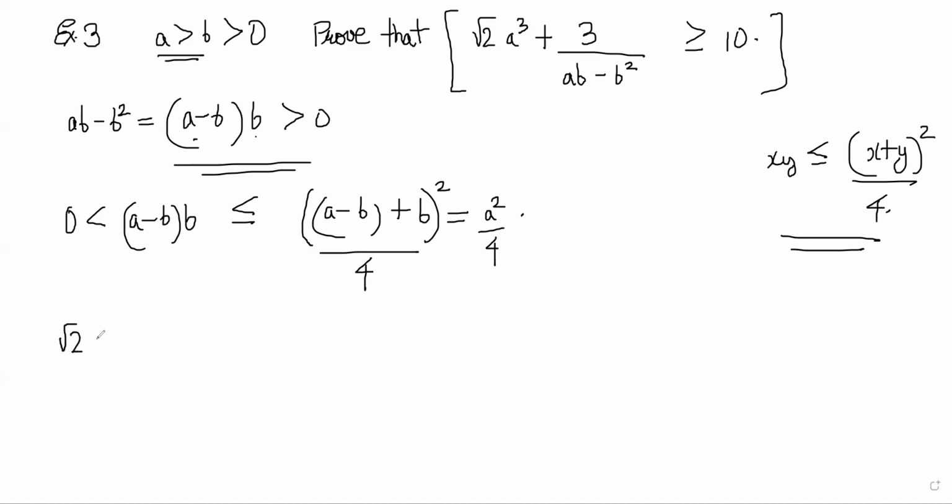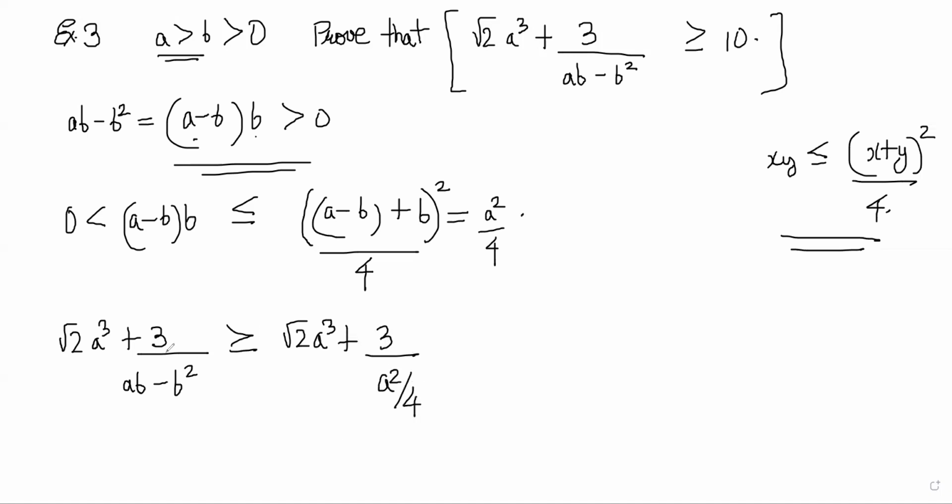Therefore, root 2 times A cube plus 3 by AB minus B square is greater than or equal to root 2 times A cube plus 3 by A square by 4. Because if you divide by a greater quantity, the value will be lesser, right? So this must be greater than or equal to this, which is equal to basically root 2 A cube plus 12 by A square.